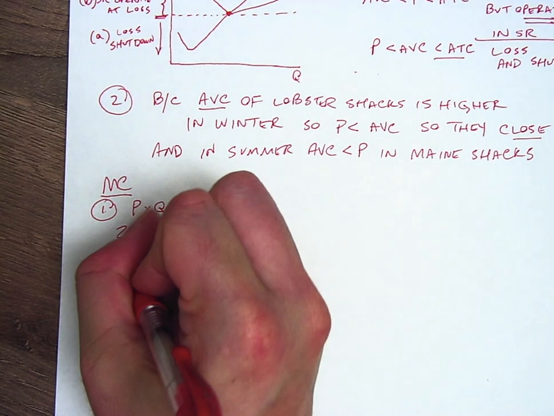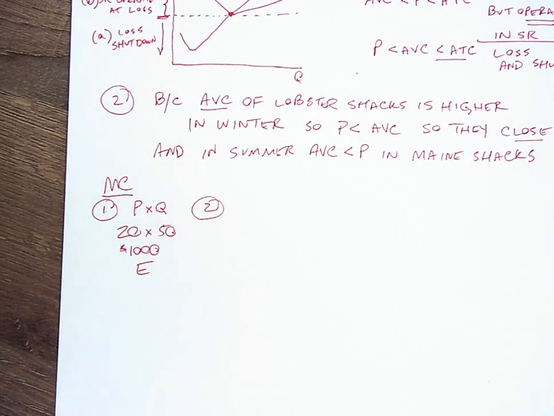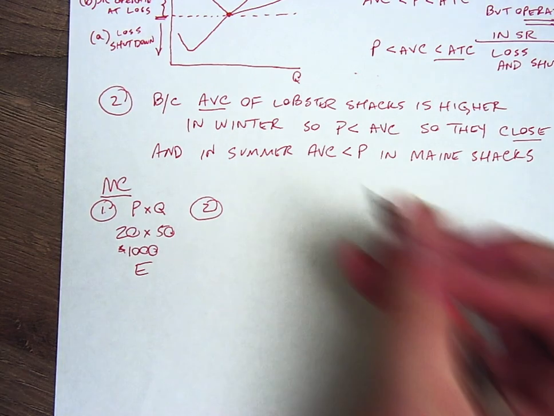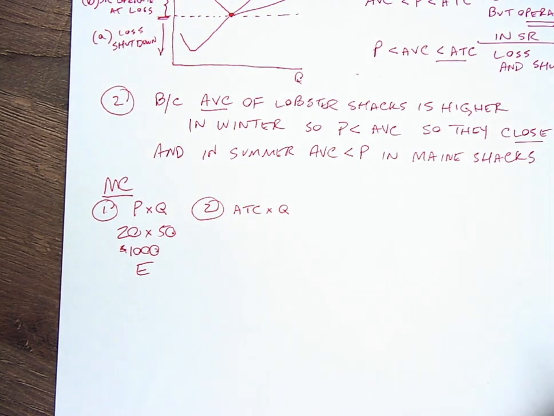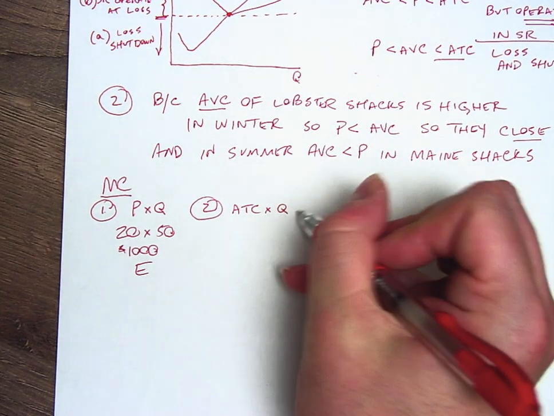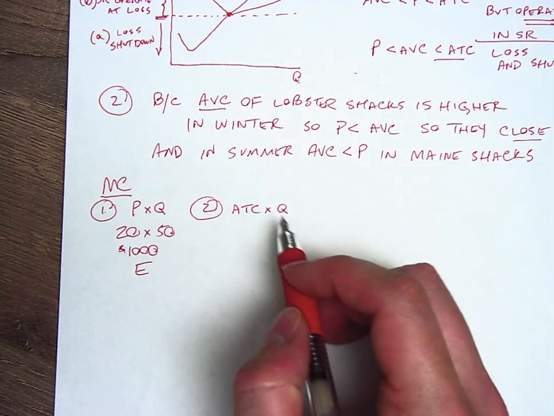Okay. Number 2. Firm's total cost is equal to, now this one is going to be the ATC times the quantity. And this is like the quantity that they're producing and the ATC at that quantity.